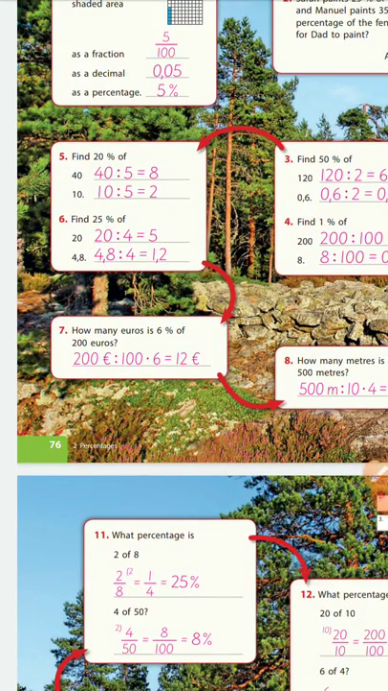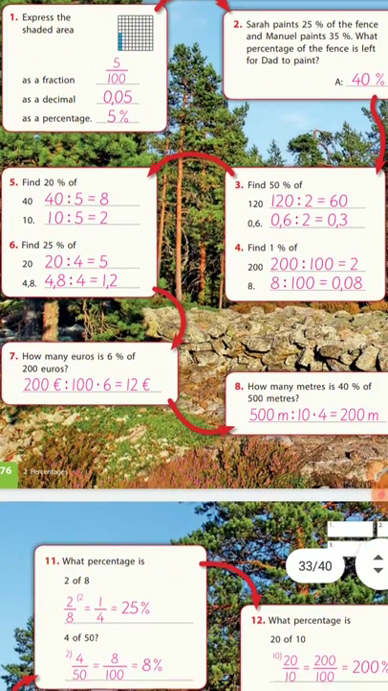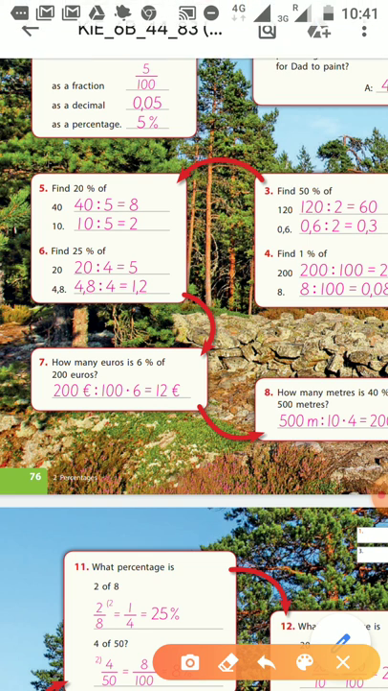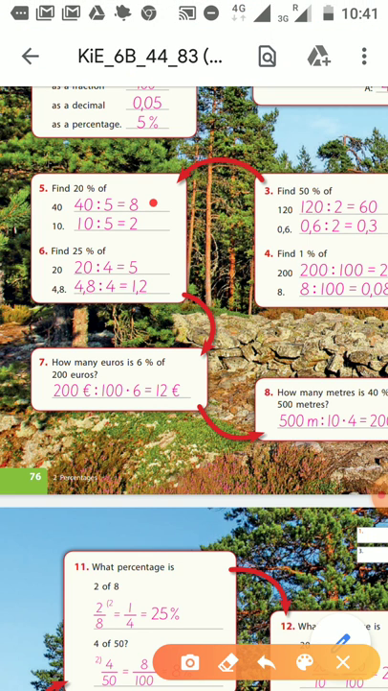Question 4. These are all jumping around, these questions, aren't they? So I'm going to go to question 5 here. There doesn't appear to be a number 4 on there. So for this one, 20%, how do you find that out? 20% is the same as a fifth because there are 5 20s in 100. So you just divide 40 by 5, that's 8. Divide 10 by 5, that's 12. So remember, 20% is the same as a fifth.